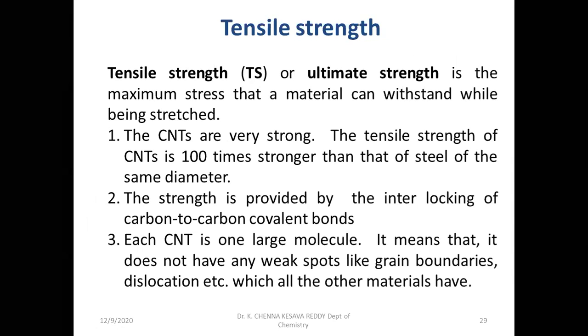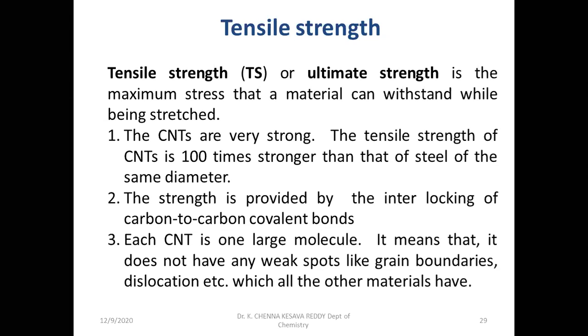You see, we feel steel is the strongest material, but the tensile strength of the carbon nanotube is 100 times higher than steel. That means the carbon-carbon covalent bond is a very strong bond. Covalent bonds are the strongest ones. We can take a best example, even diamond: sp3 covalent bonds, it is very hard.